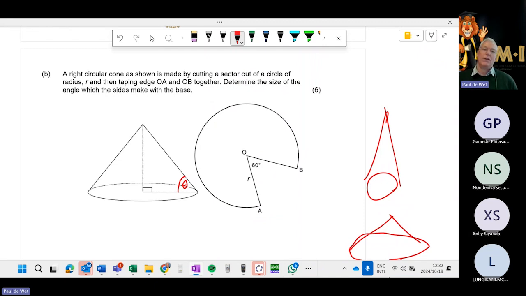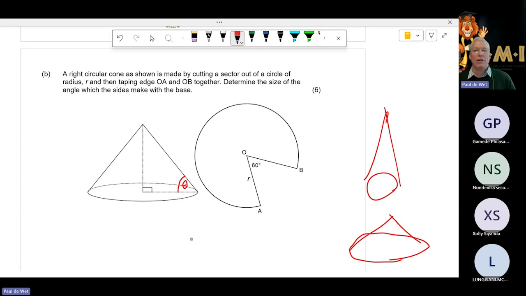Now, what we've got to think about, in this diagram, when it's not folded, and this diagram here is when it's folded: can anyone tell me what this length here is going to be the same as? Maybe it's hard for you to visualize.